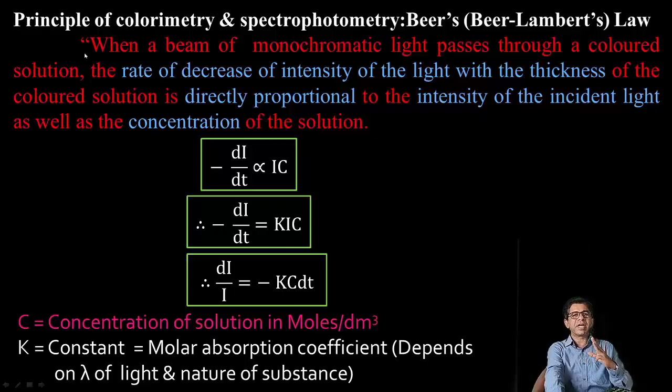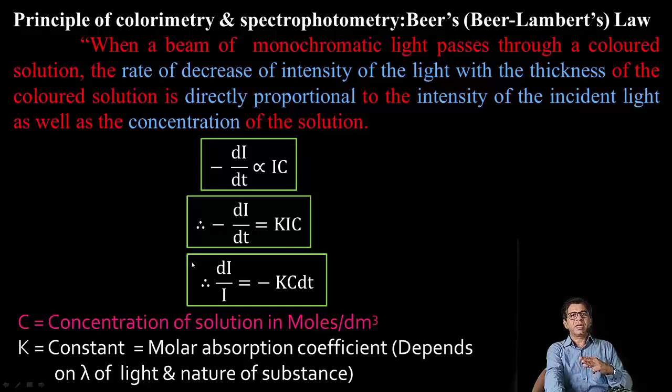Beer's law can be stated as: when a beam of monochromatic light passes through a colored solution, the rate of decrease of intensity of the light with the thickness of the colored solution is directly proportional to the intensity of the incident light as well as the concentration of the solution. Mathematically, this law is given by the equation minus dI by dt is directly proportional to I and C. Therefore, minus dI by dt is equal to KIC.